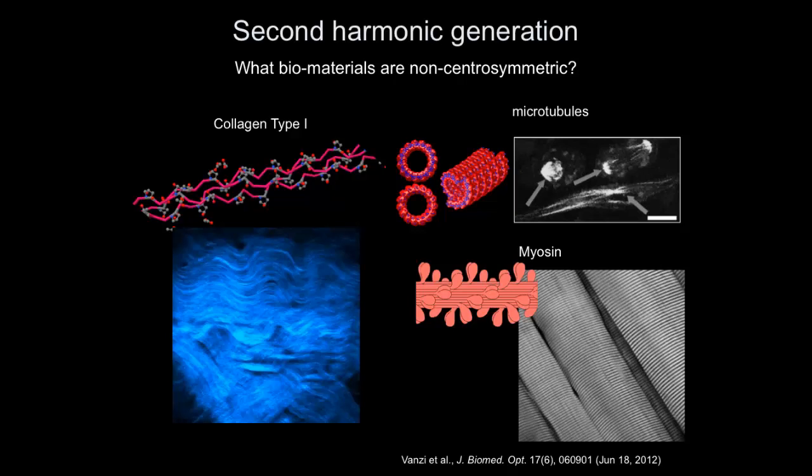You see the structure in your muscles. And these myosin strands in the bundle are also non-centrosymmetrically arranged. And you can generate these beautiful second harmonic patterns of the myosin in sarcomeres in your muscle tissue.